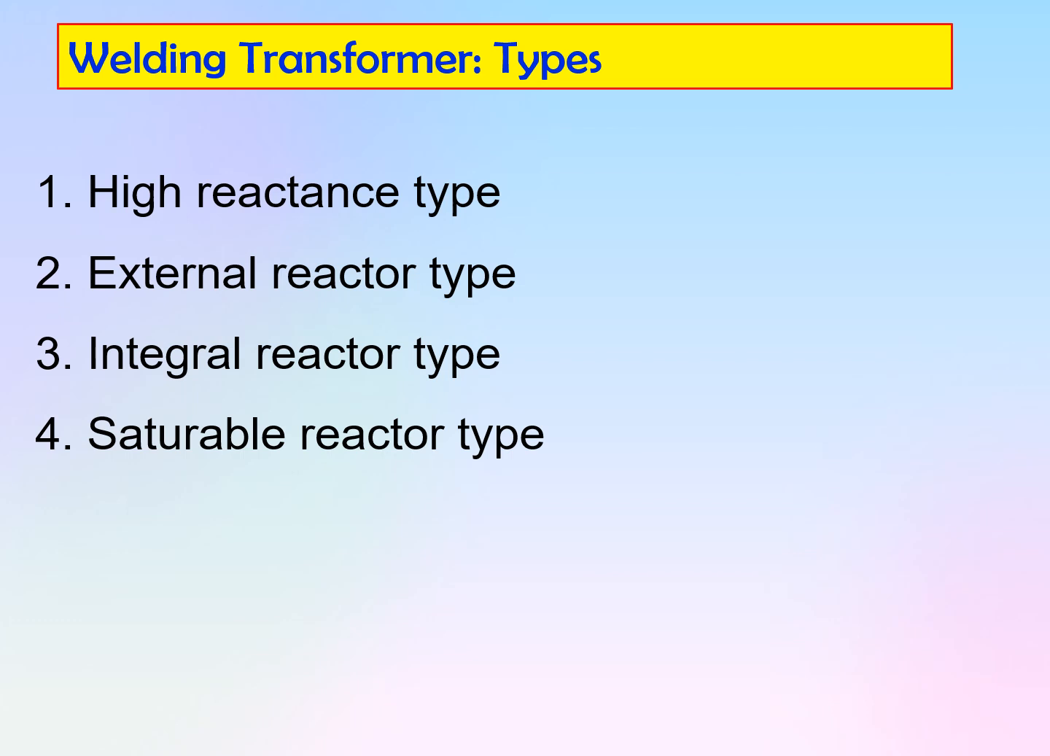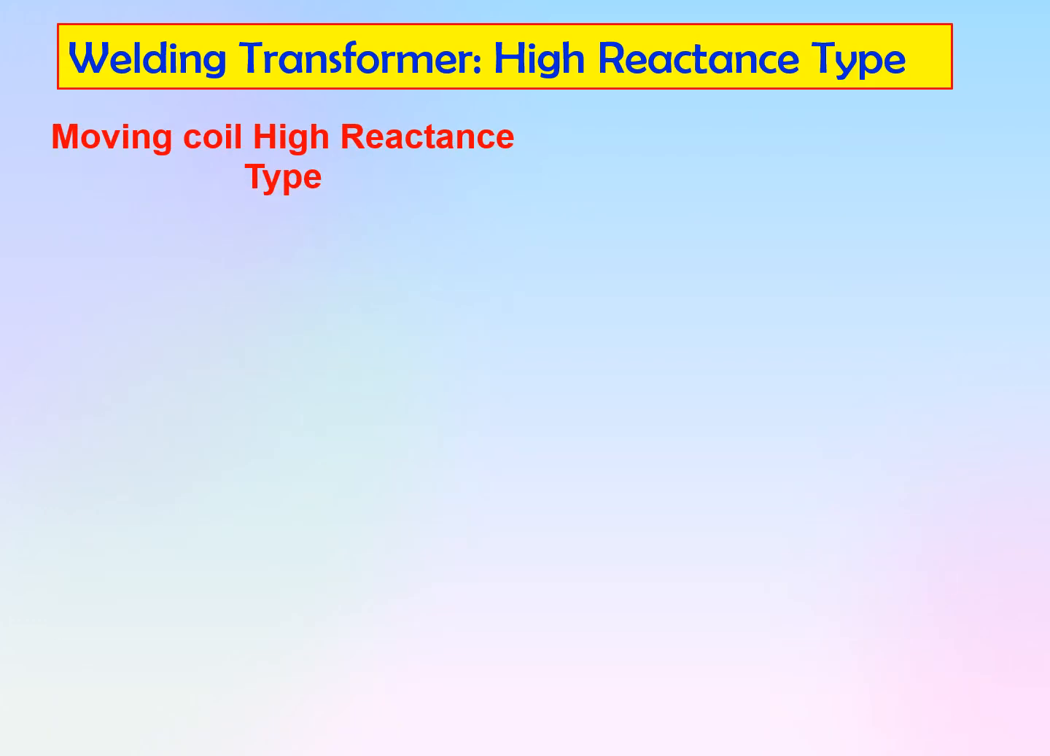So again, this high reactance type of welding transformer has three types. In the first one, the primary moving coil is there, so the coil is moved in this case. In the second one, there are tappings on the secondary, and in the last one the core is moved. So we are going to see these three main types in the high reactance type, and the others are external, integral, and saturable reactor type. So we'll see the high reactance type welding transformer.